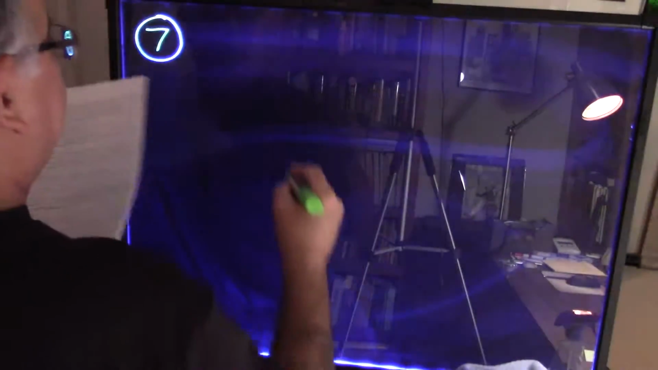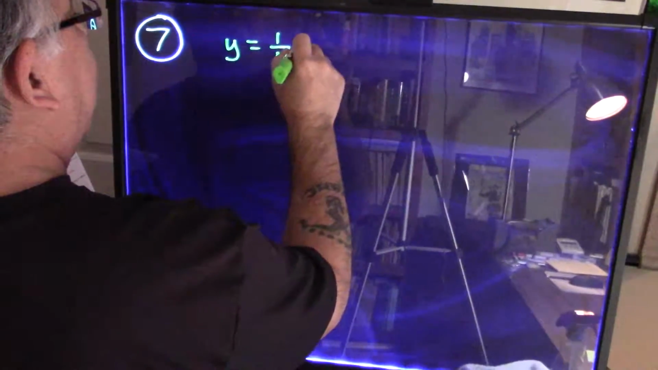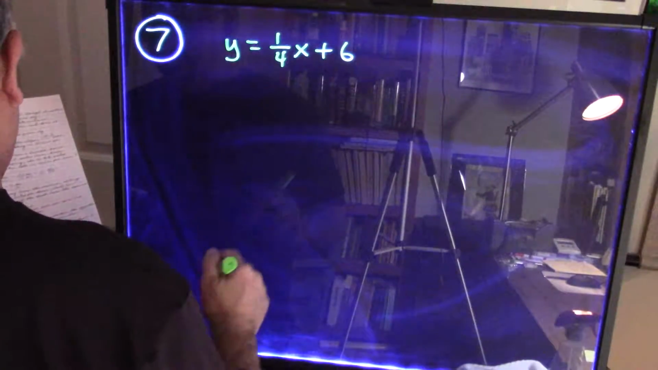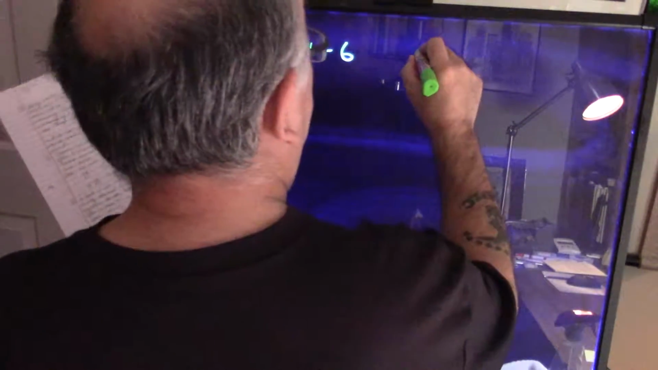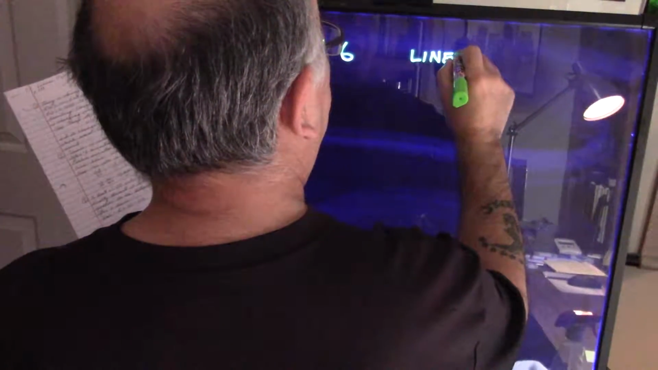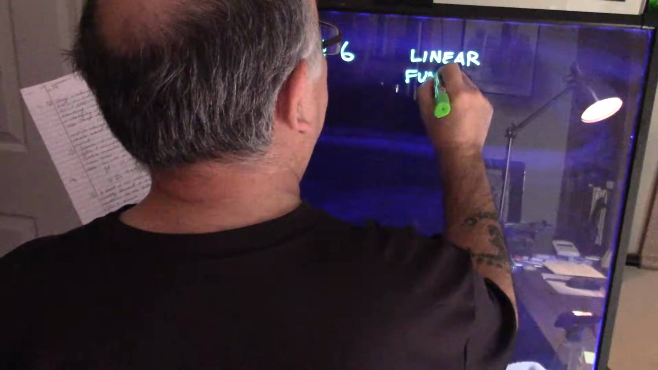Number 7. For the following exercises, determine whether the equation of the curve can be written as a linear function. And what we have here is y equals 1/4 x plus 6. First of all, you need to know what a linear function is, all right? So we have an idea as to what we're supposed to do here. A linear function. What's that?